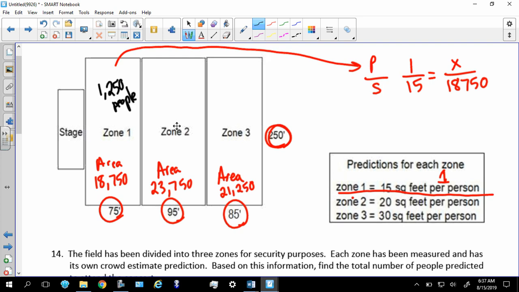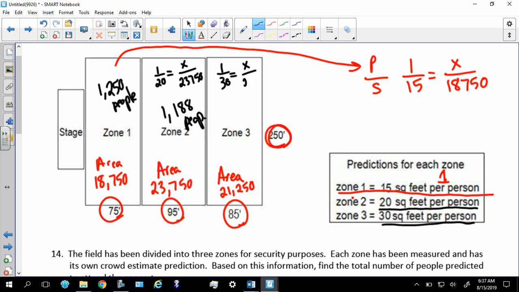All right. For zone 2, if you notice, it is 20 square feet per person. So I'm just going to go ahead and write it right here. 1 over 20 is equal to x over 23,750. And you get an answer of 1,188 people. And then lastly, for zone 3 it is 30 square feet per person. 1 over 30 is equal to x over 21,250. You get an answer of 708 people.